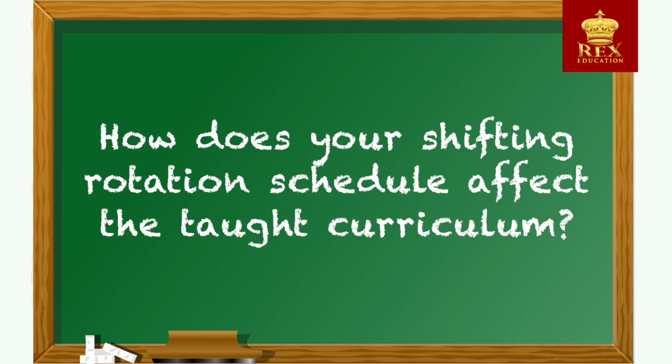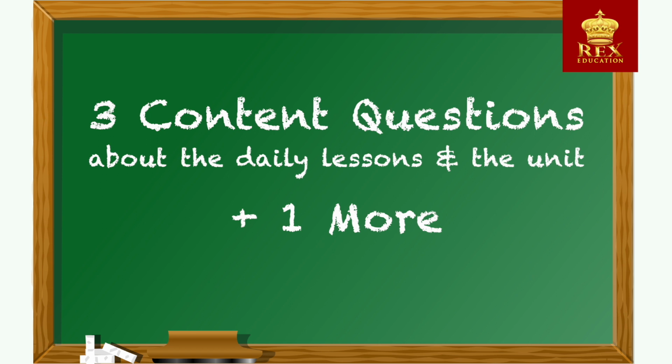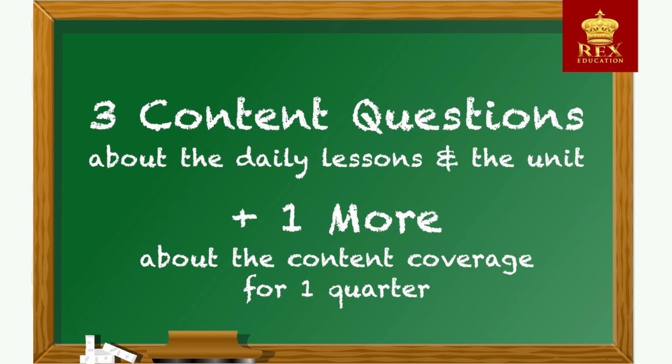There is one more layer of analysis that you will have to do, and that is what we will talk about in this video. So this is about answering the question, how does your shifting or batching rotation affect the taught curriculum? The thinking process for this can be boiled down into a formula, which I call the 3 content questions plus 1 more. This refers to 3 questions about the daily lessons and the unit, and then 1 more question about the content coverage for the entire quarter.